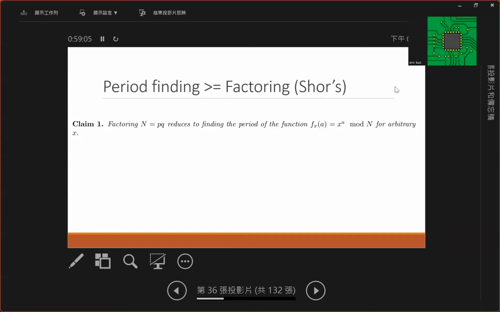Once you find a period, then you can do the factoring. This is a little bit non-trivial. Let me tell you why this is possible. Let's say I give you X, and suppose there exists a way that you can find a period. So you find R, and then you get X to the R, which is 1 mod N.